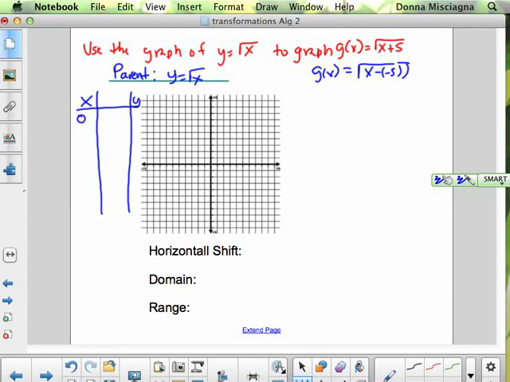So we can use 0, and the square root of 0 is, of course, 0. We can use 1. Square root of 1 is 1. I don't want to use 2, and I don't want to use 3, because they're not perfect squares. But 4 is a perfect square, so let's just skip to that one. The square root of 4 is 2.